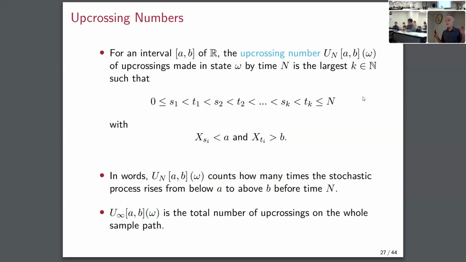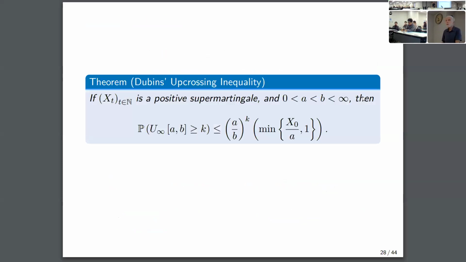Good. Definition good? So the theorem I want to show you is called Doob's upcrossing inequality. The probability that there are k or more upcrossings, that is U infinity is greater than or equal to k, is no more than (a over b) to the k times the minimum of X naught over a and 1. Since a is less than b, (a over b) to the k gets smaller as k gets bigger. This is telling you that the probability of more and more upcrossings is decreasing. In particular, as k goes to infinity, there's probability zero of infinite upcrossings.